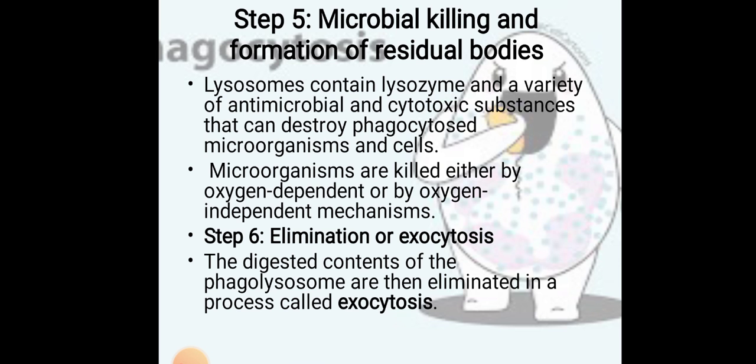Now the last step in phagocytosis is elimination, or exocytosis. After intracellular killing by either the oxygen-dependent or oxygen-independent pathway, the digested contents of the phagolysosomes are eliminated from the phagocytic cells through a process called exocytosis. These are the different steps involved in phagocytosis.